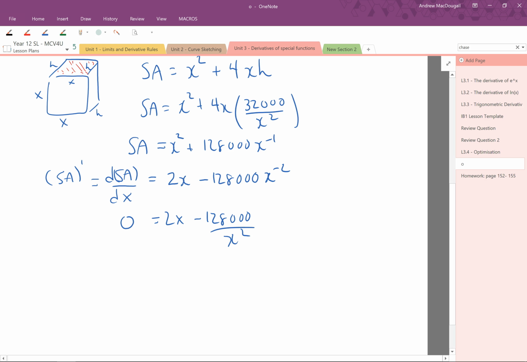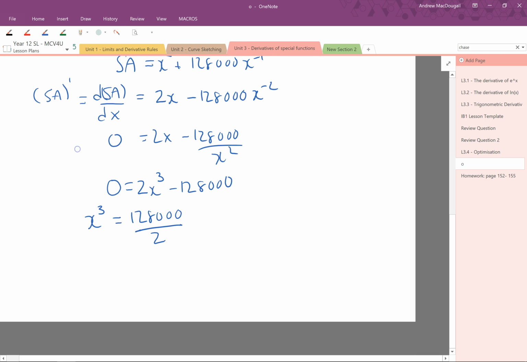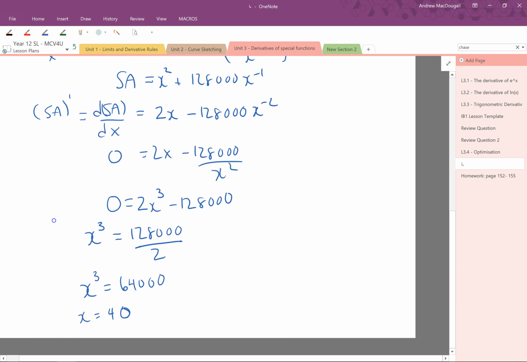I'm going to multiply everything here by x squared. So 0 equals 2x cubed minus 128,000. And so x cubed is 128,000 divided by 2, which is 64,000. Therefore, x is 80. It should be 40. I was thinking of x squared. 40.